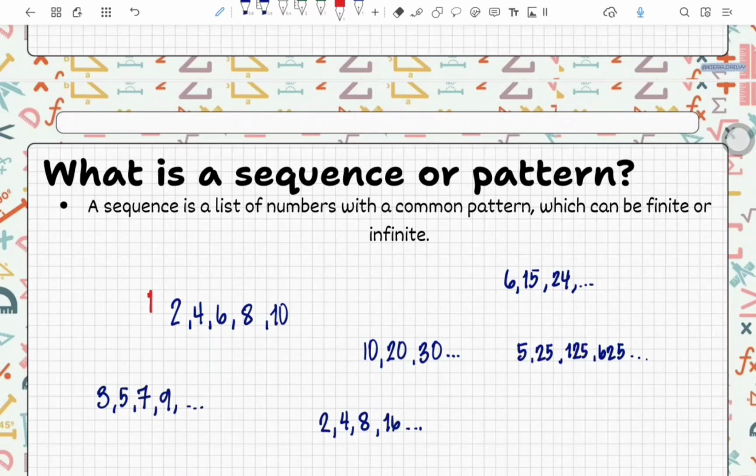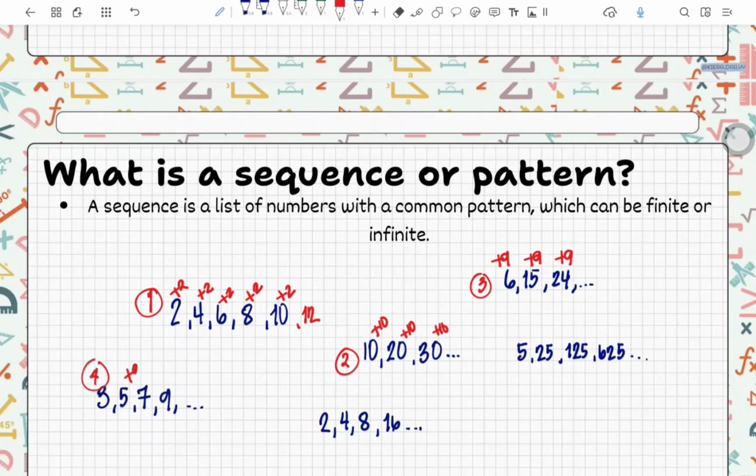For example, let's have number 1. The pattern here is 2 plus 2 equals 4, plus 2 equals 6, plus 2 equals 8, plus 2 equals 10, plus 2 equals 12. So the pattern here is that for the next number we need to add 2. The same in this example, plus 10. In here, the pattern is plus 9. In number 4, the pattern is plus 2.